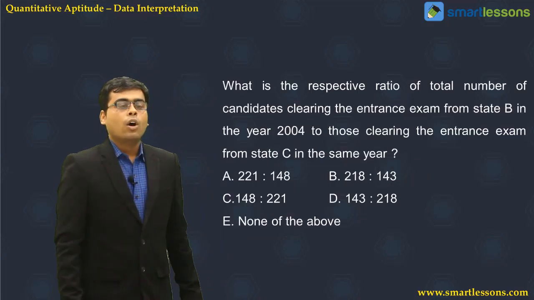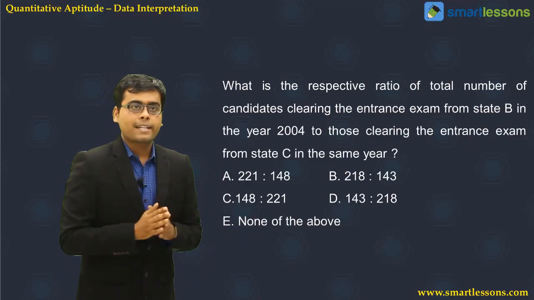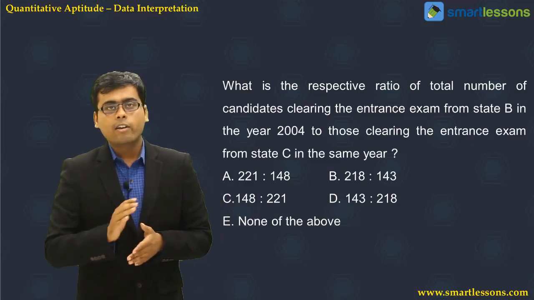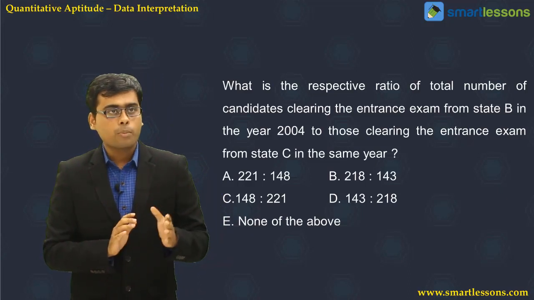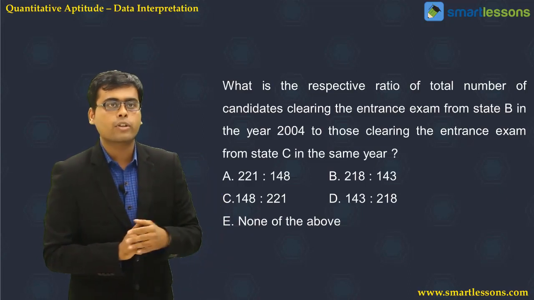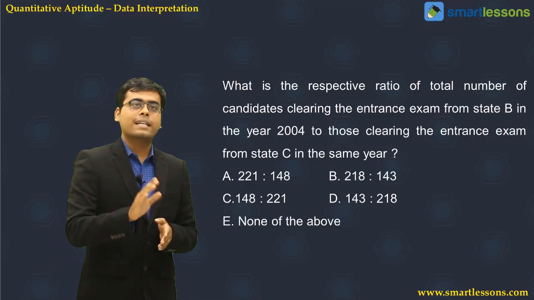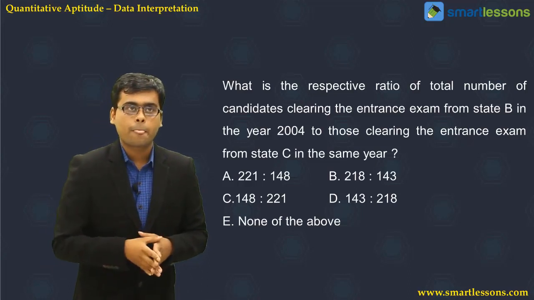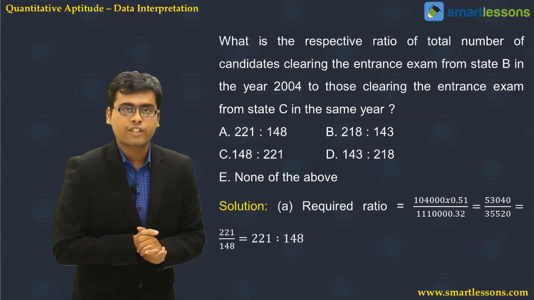Next, what is the respective ratio of total number of candidates clearing the entrance exam from state B in the year 2004 to those clearing the entrance exam from state C in the same year? So you need to find the ratio.